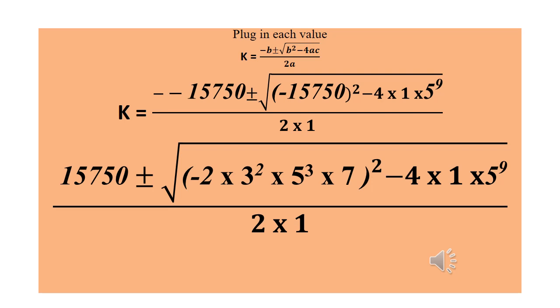So that will give us, like I said earlier, minus times minus gives plus. That's why the minus is no more appearing in that first 15,750. So we have 15,750 plus or minus square root of... since we have gotten the factors of 15,750, we are going to bring them in instead of writing 15,750. So the factors of 15,750 are 2 times 3 squared times 5 cubed times 7. We put everything in bracket, then squared with the minus in front, then minus 4 times 1 times 5 raised to the power 9, all over 2 times 1.